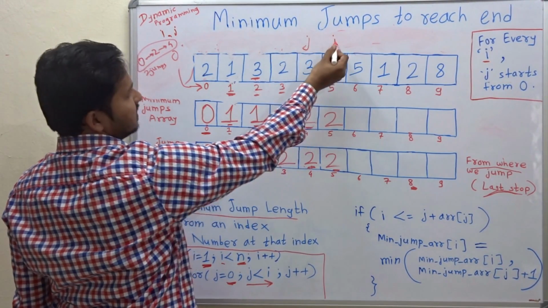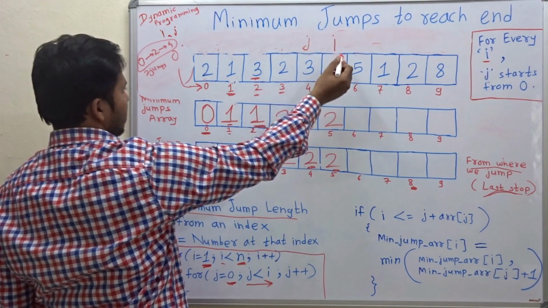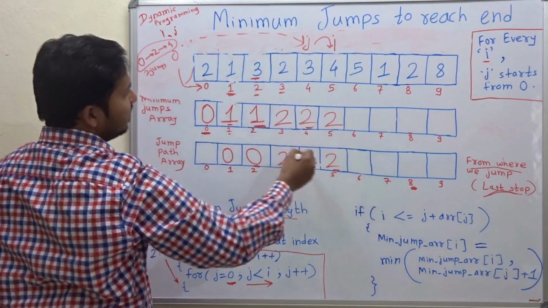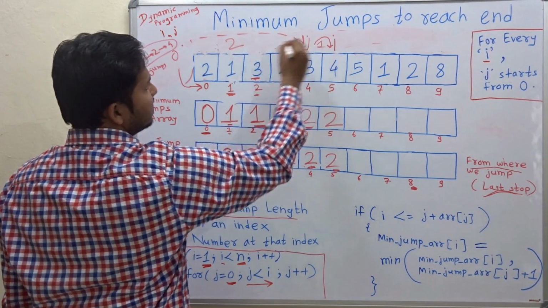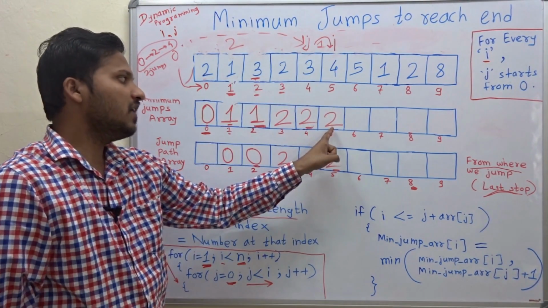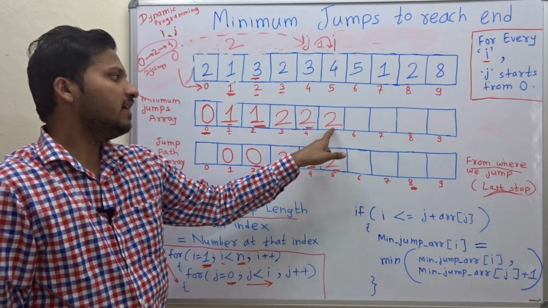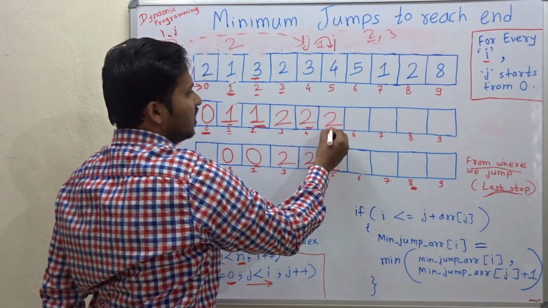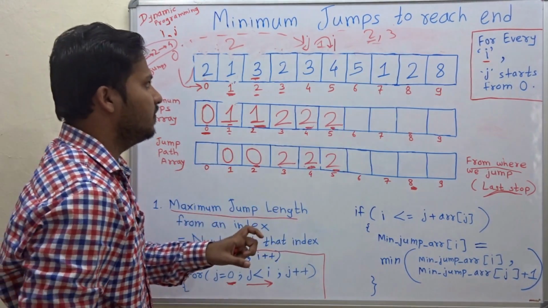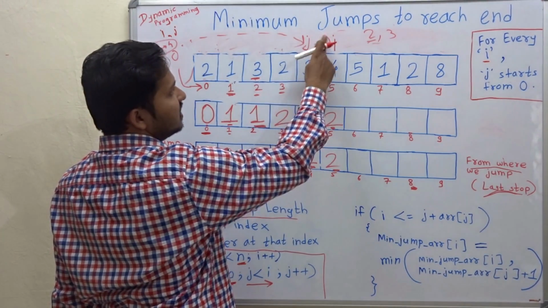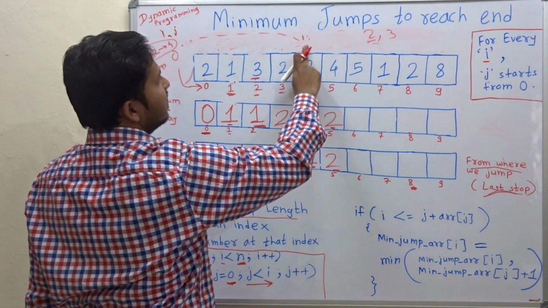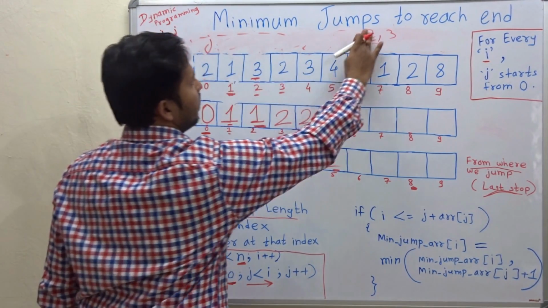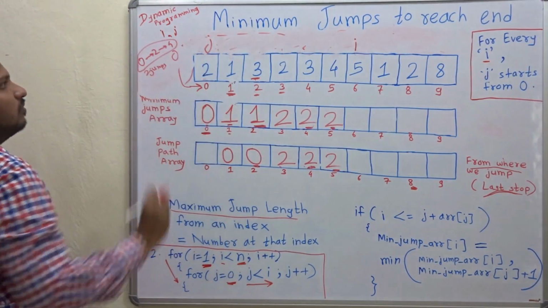So see, yes, I is in range of j. We can make one jump. But to reach j, how many jumps are needed? 2 jumps. So 2 plus 1 is 3. So see, already we have an option of 2 jumps, and out of 2 and 3, 2 is the minimum. So we keep 2 as it is. Okay. And now as j has reached I, we increment I, and j again starts from 0.